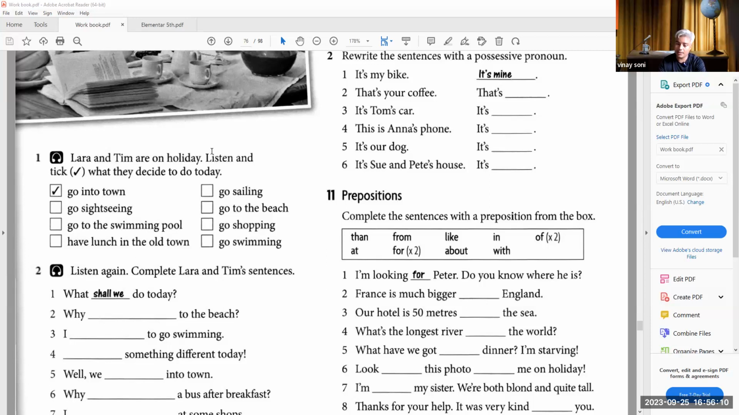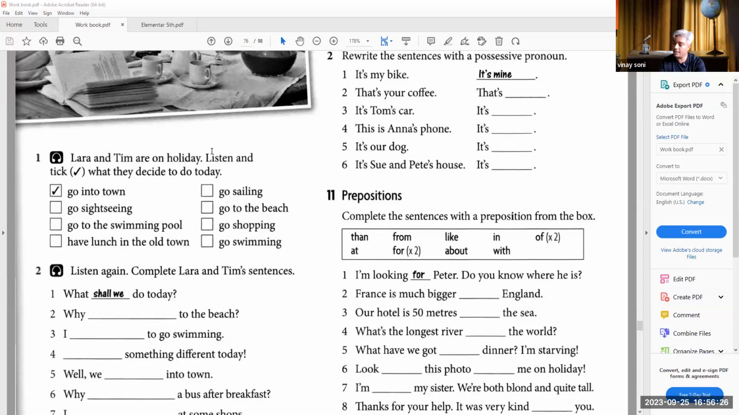Great, promise. Well, okay. Then after that, we can go to the old part of town and find a restaurant for lunch. So they are going to have lunch in the old part of town.